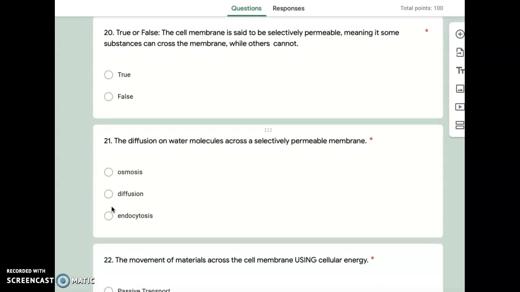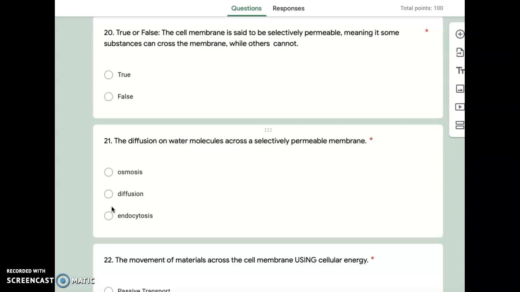Number 20. True or false? The cell membrane is said to be selectively permeable, meaning some substances can cross the membrane while others cannot. Is that true or false?